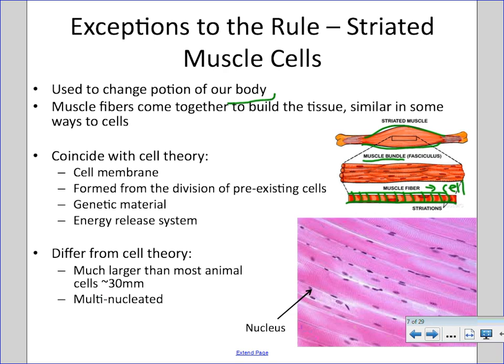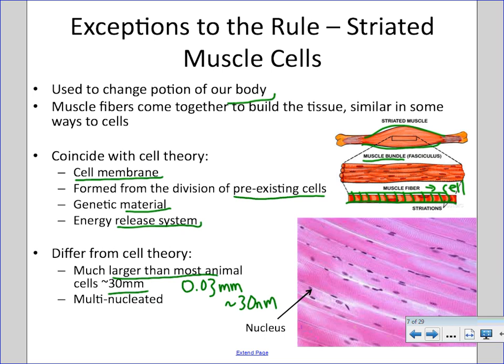These striated muscle cells do coincide with cell theory in that they contain a cell membrane. They are formed from the division of pre-existing cells, they contain genetic material, and of course they have an energy release system. Where they differ from cell theory, or do not align with what you typically see in a cell, is that they are much larger than most animal cells. In fact, a typical animal cell is about 0.03 millimeters in size, or if you want, about 30 nanometers in size.